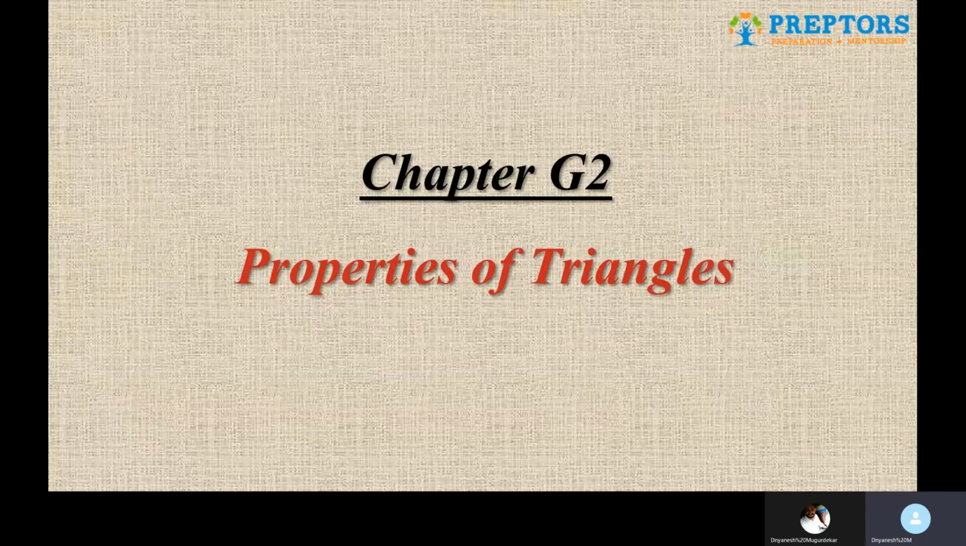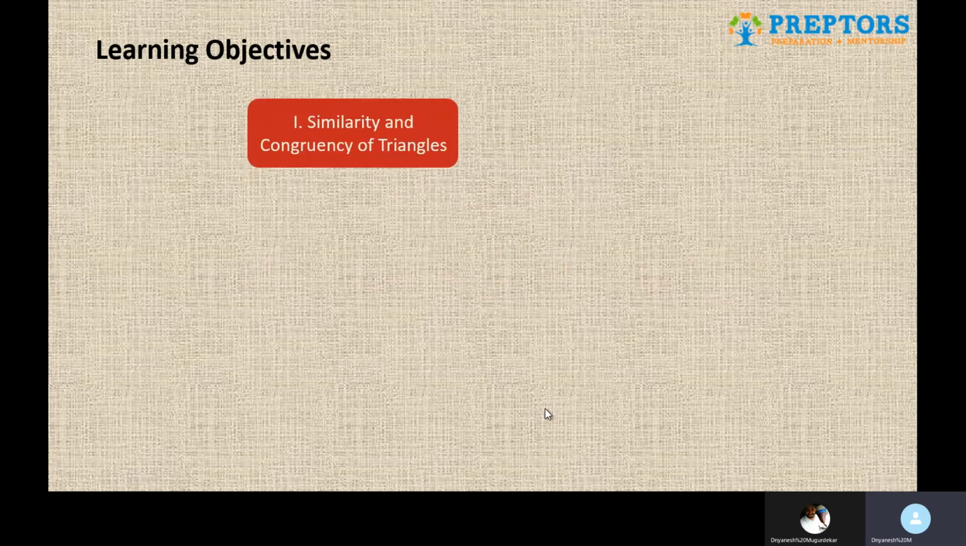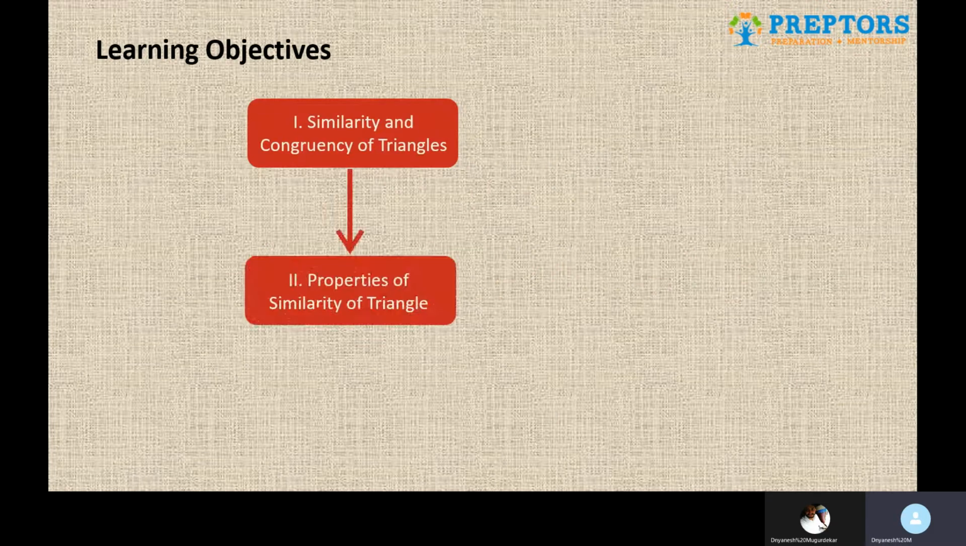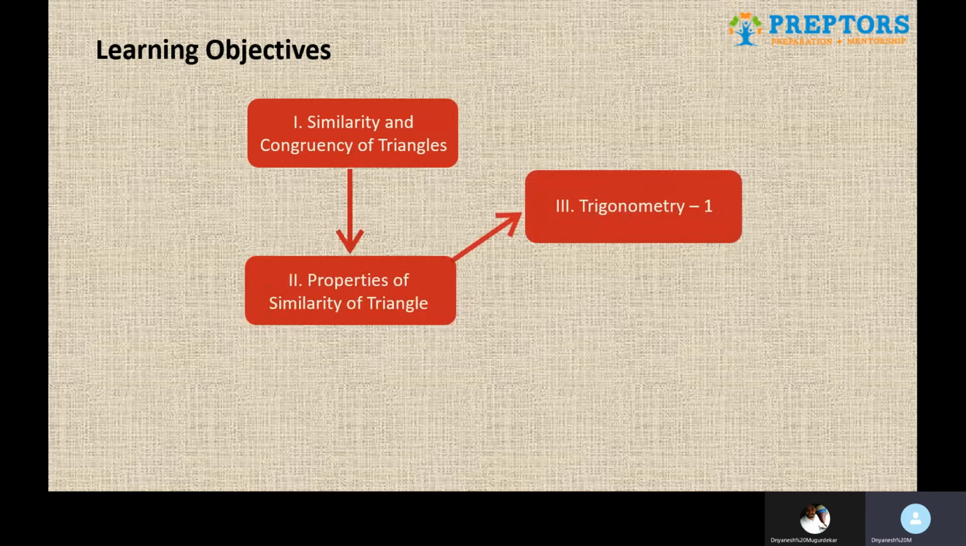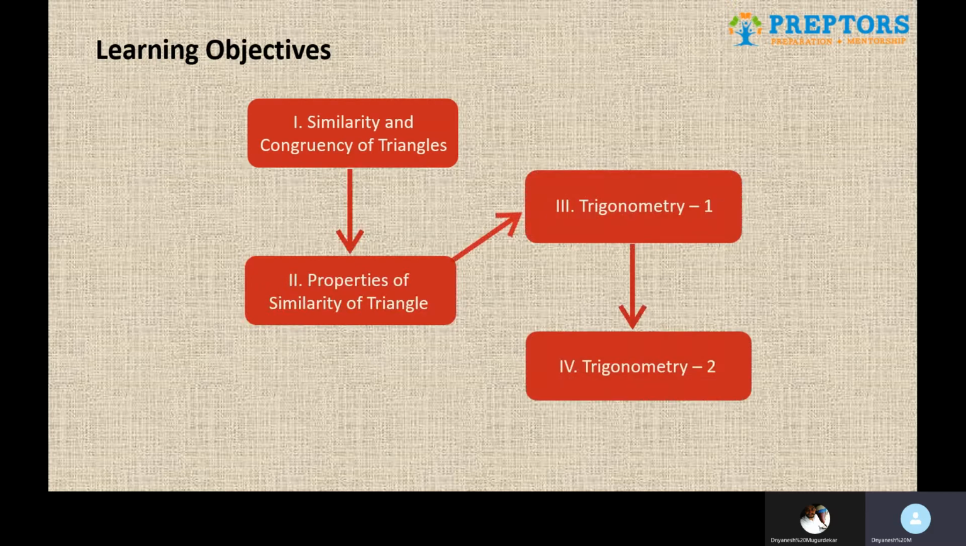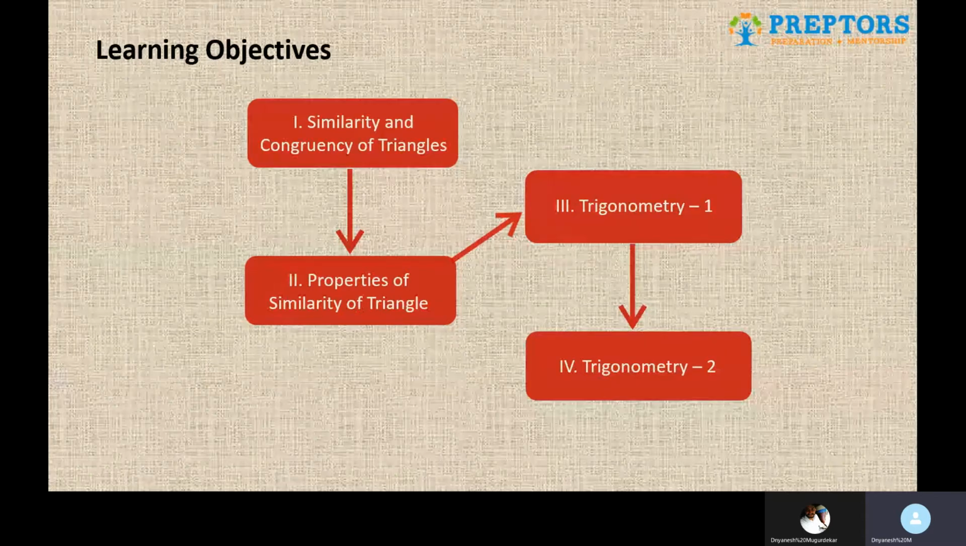Hi everyone. We are doing the second topic of module G, which is basically G2, the continuation of properties of triangles. In this part also, we are going to see some more additional properties as far as triangles are concerned. The first part is similarity and congruency of triangles. The second is the properties of similar triangles, and then something related to trigonometry, and then some specific right angle triangles, which are 30, 60, 90, and 45, 45, 90.